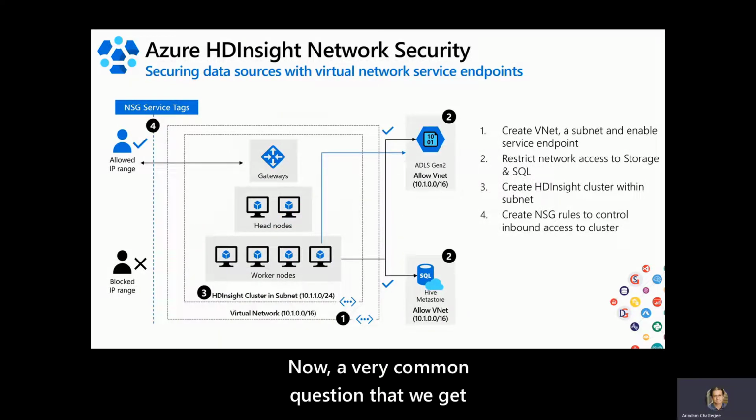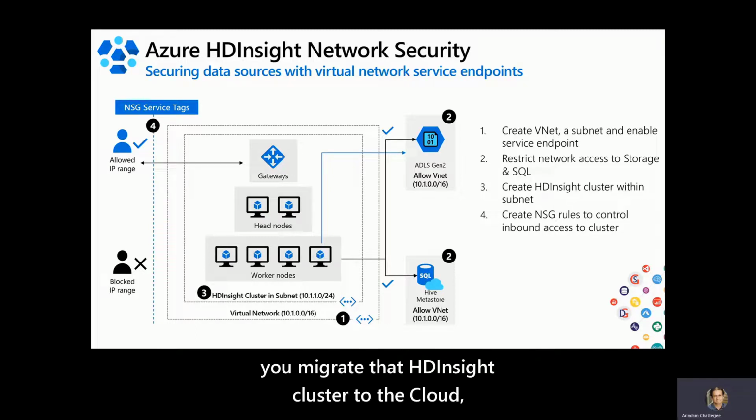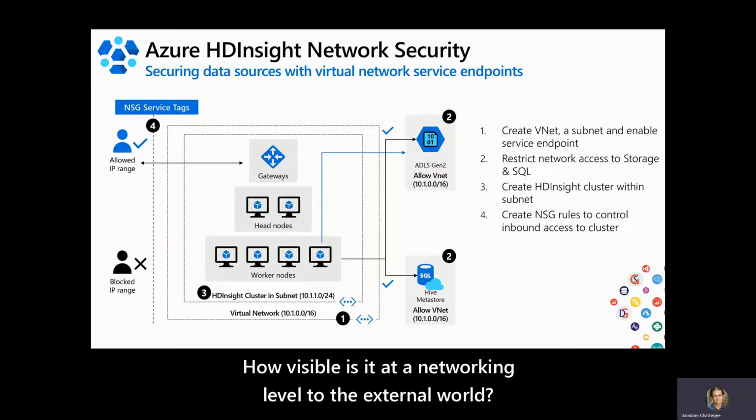Now, a very common question that we get from customers is this: on premises, you are behind the corporate firewall and your HDInsight clusters are not visible to anybody from outside your enterprise network. When you migrate that HDInsight cluster, your Hadoop cluster, to the cloud, what happens? How visible is it at a networking level out to the external world?